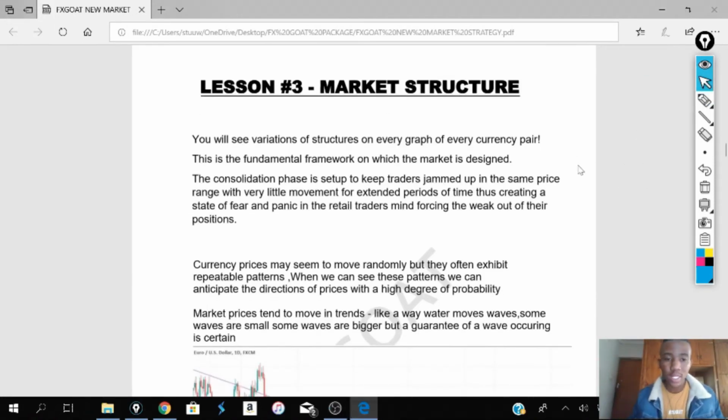Okay guys, so this is lesson 3, the market structure. Now, before we start this lesson, I want to tell you important words. How do you become a professional trader? Many people don't understand this. It's not about how many trades you win or how many trades you lose. Rather, it's about how much you lose when you are wrong and how much you win when you are right.